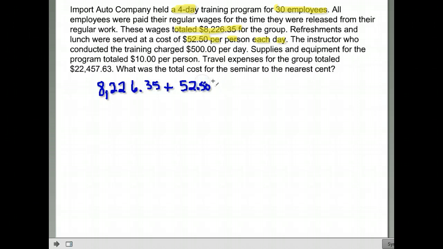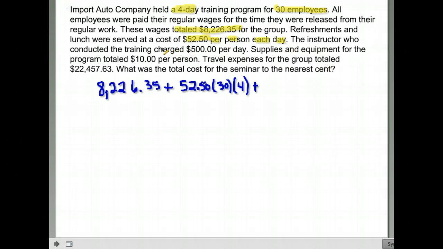$52.50 was the price for their food, but that was per person, so we have to take that times 30 people, and it was for each day, so we had 4 days' worth. We take $52.50 times 30 and then times 4 to get that total. All right, let's continue on, see what else we can find.